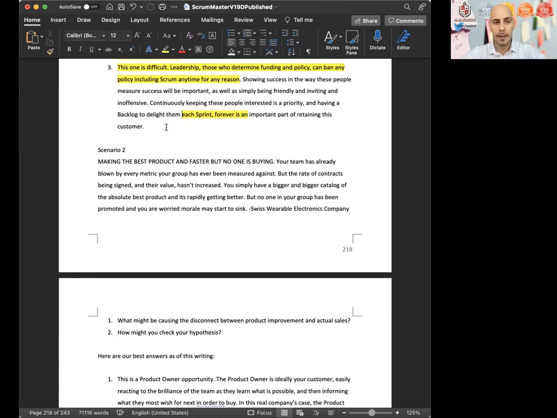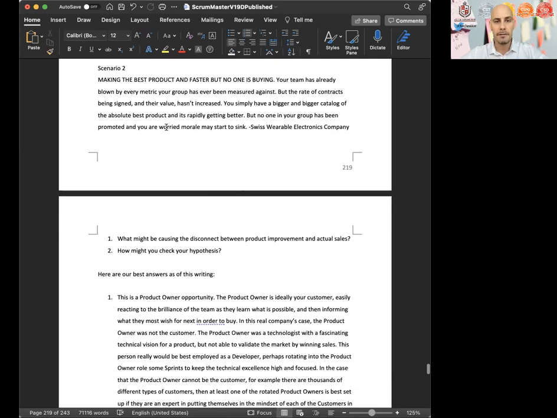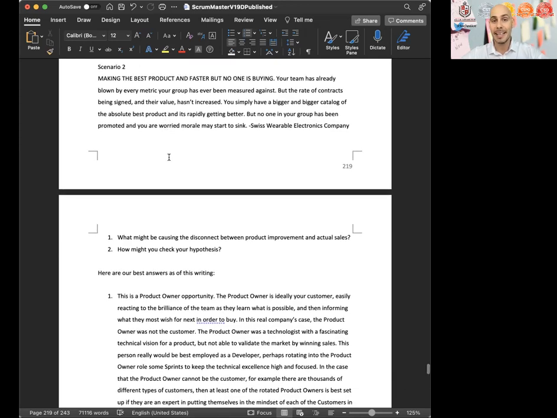Scenario 2: making the best product, and faster, but no one is buying. Your team has already blown by every metric your group has ever been measured against, but the rate of contracts being signed and their value has not increased. You simply have a bigger and bigger catalog of the absolute best product, and it's rapidly getting better. But no one in your group has been promoted, and you are worried morale might start to sink.